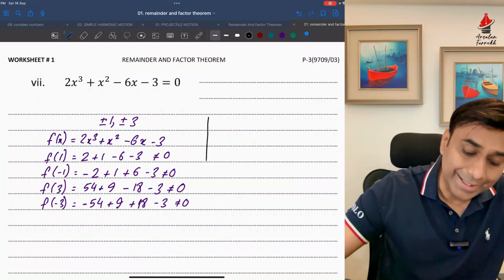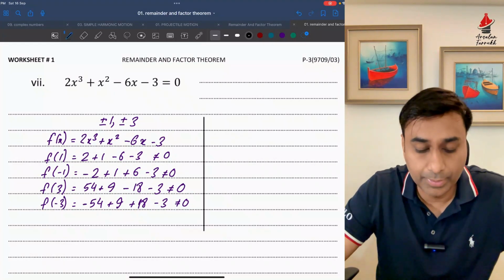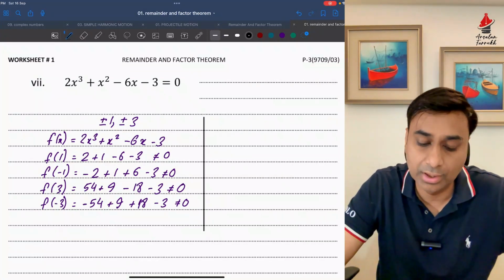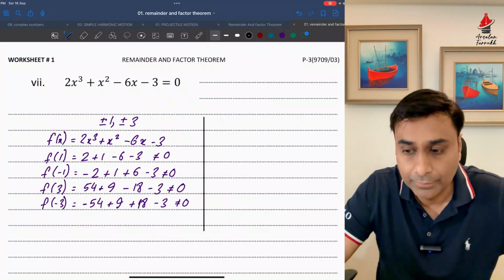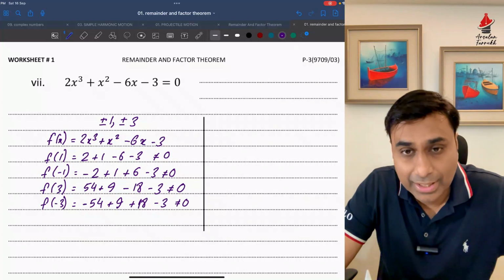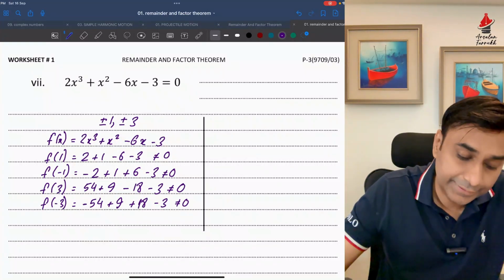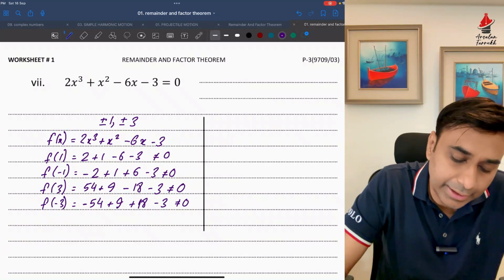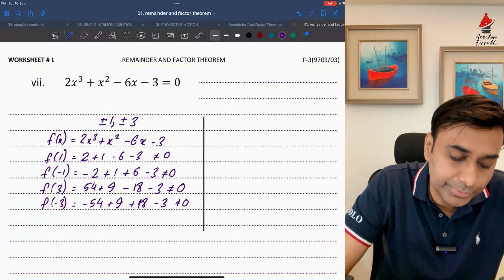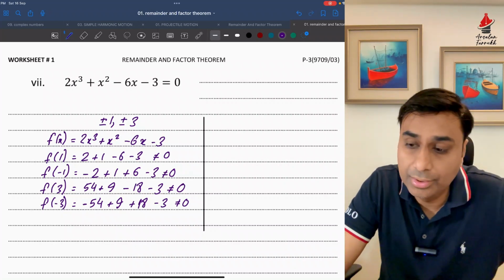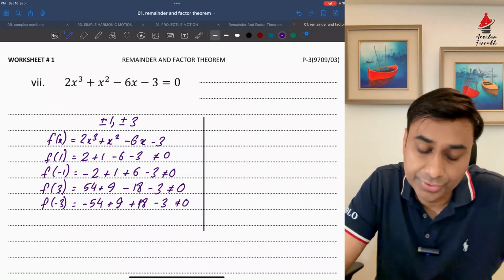Now, the thing is that all my possibilities are being exhausted. I've used all possibilities of the factors of the last term and nothing works here. Now, to be able to understand this thing, you again have to think in terms of the reverse process. Now, suppose that you have a particular cubic equation whose roots are not giving you integer values.